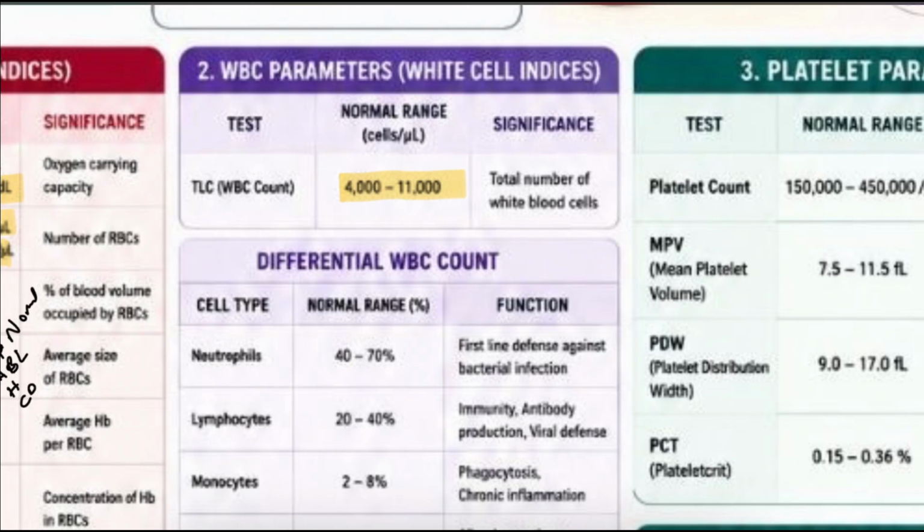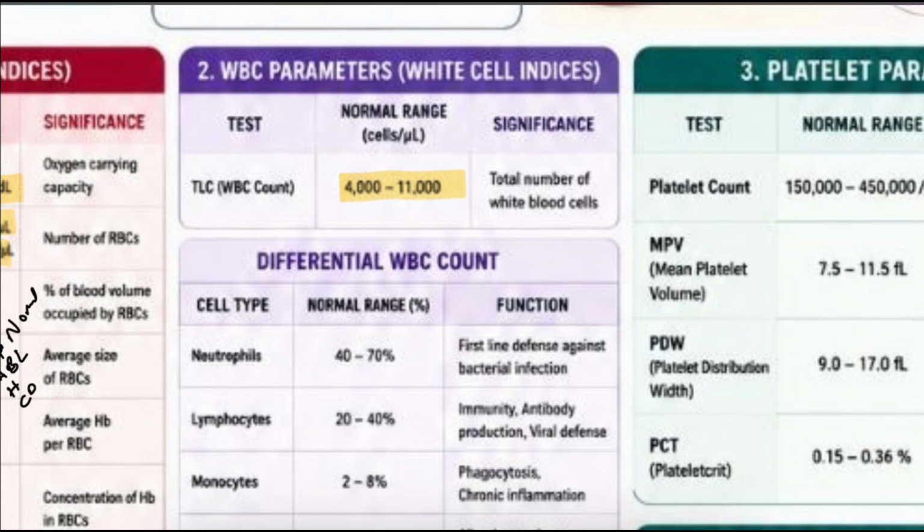How to interpret it? If the total leukocyte count is high, meaning high WBC, the patient has leukocytosis. That means the patient has infection, inflammation or leukemia. So these are the three things we have to suspect in a high total leukocyte count.